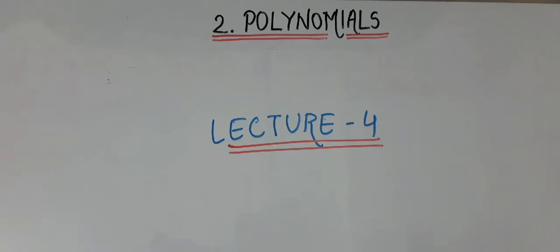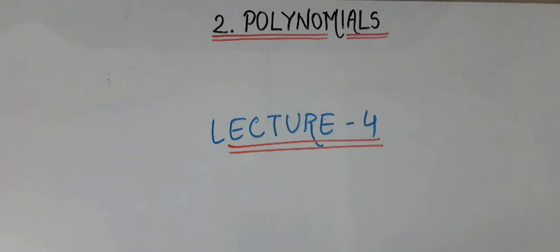Before that, let us have a quick recap of what we have seen yesterday. Yesterday we studied zeros of a polynomial, then how to find the value of a polynomial at a specific value of x. Today let us begin with the exercise. Let us apply what we studied yesterday.